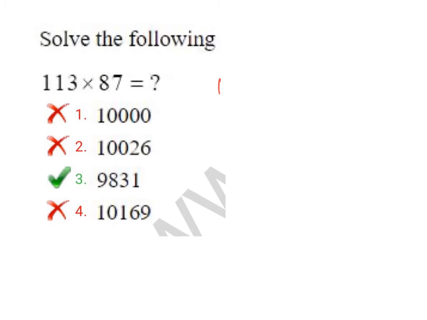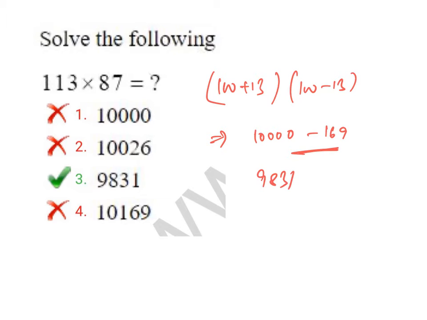Now this is 100 plus 13. This is 100 minus 13. All you have to do is 10,000 minus 169. That is 9831. That's very simple. By using the unit digit also you can find it out. So 3 into 7, it is ending with 1. Within seconds you can actually do it.